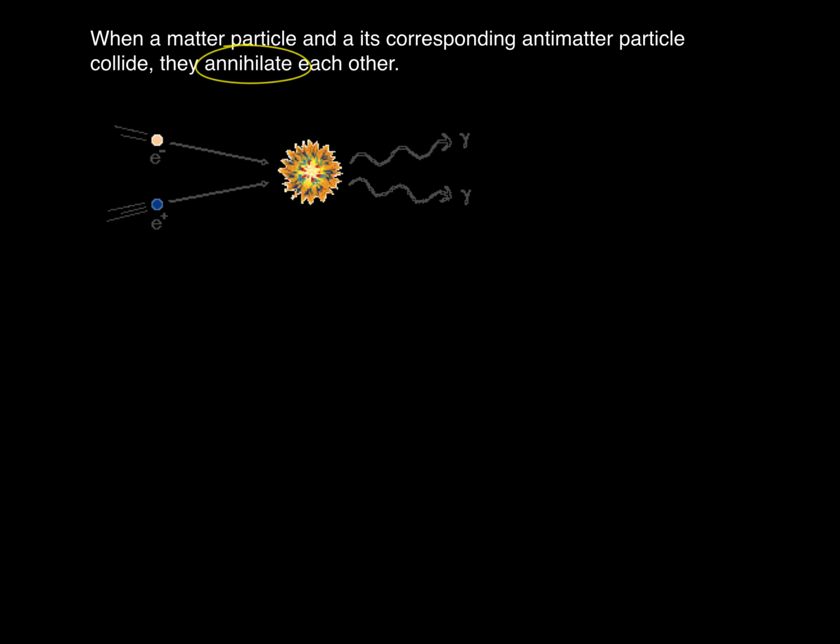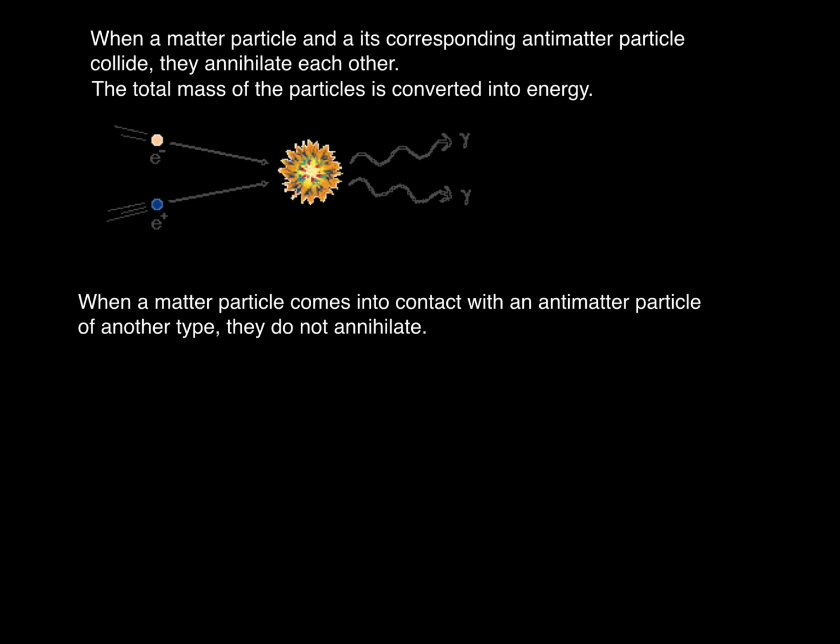This means the particles cease to exist. The total mass of the particles is converted into energy. But when a matter particle comes into contact with an antimatter particle of another type, they do not annihilate. You could take a proton, P+, and have it meet a positron, E+, and nothing would happen.